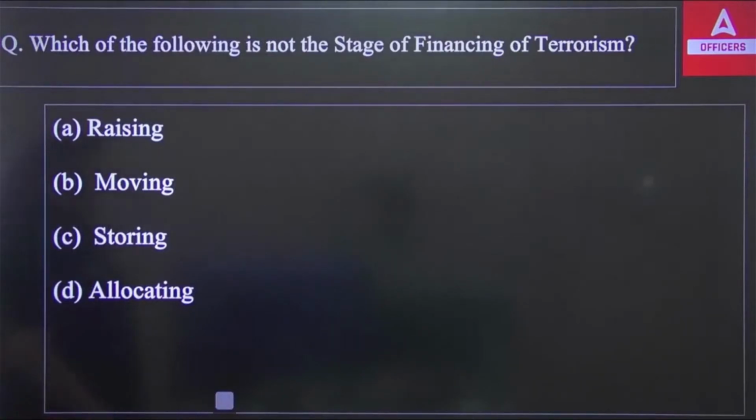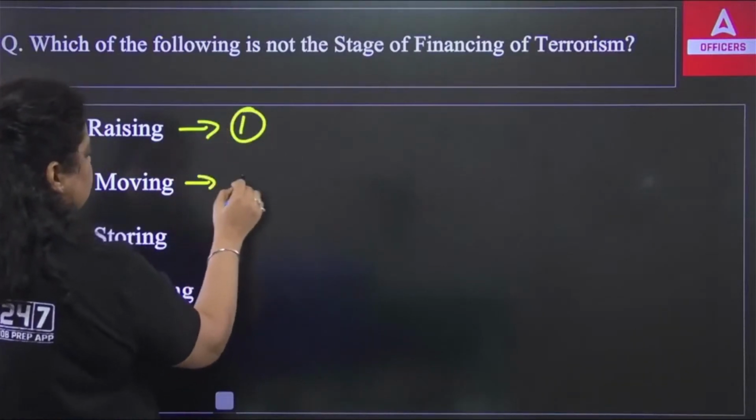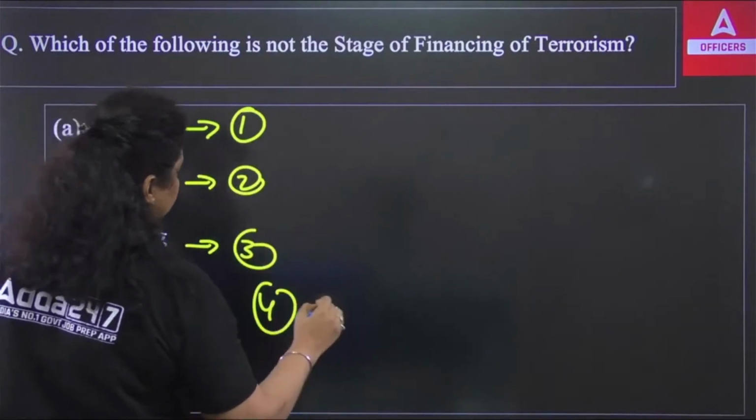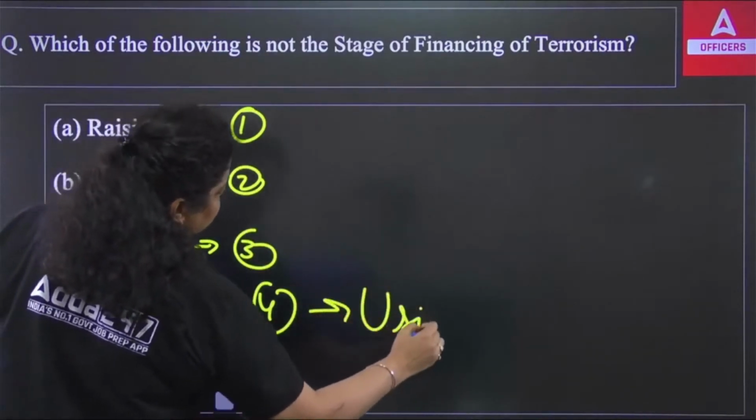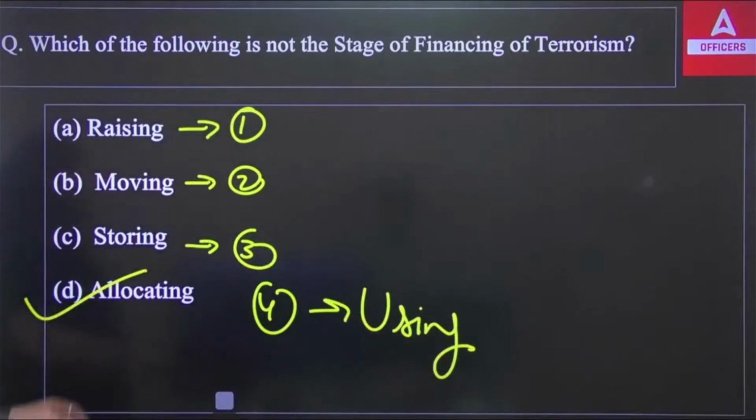Are these? No. Raising is the first stage of terrorism, second is moving, and the third is storing, but the fourth one we have using. The fourth stage of financing of terrorism is using. So the right answer will be D option. Allocating is not a stage of financing of terrorism.